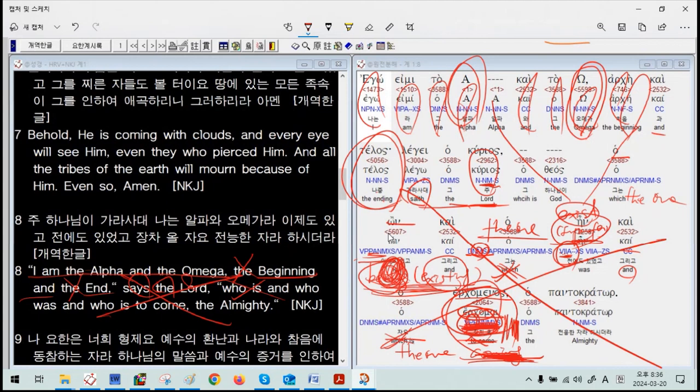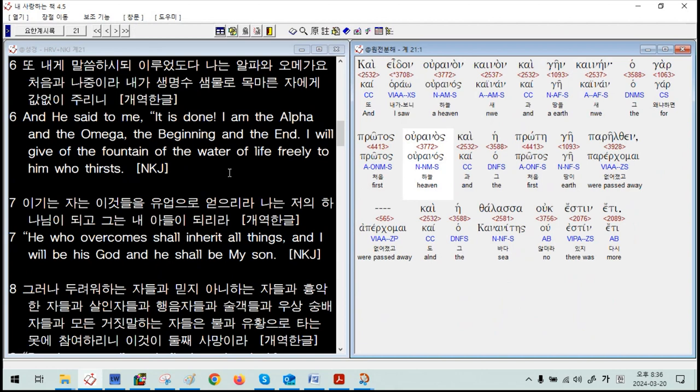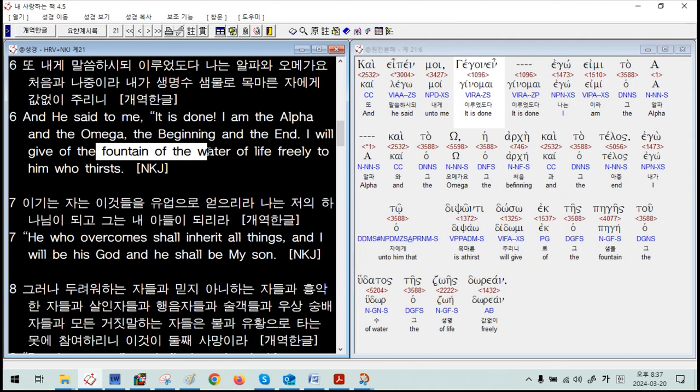When we go to the book of Revelation, chapter 21, verse 6, he said to me, "It is done." It is not "done," okay? Again, ginomai, perfect, it has become, it has come into existence. I become the seventh-day man. I am the Alpha and the Omega, the beginning and the end. I will give what? The fountain of the water of life freely to him who thirsts, which is I become the life-giving spirit.